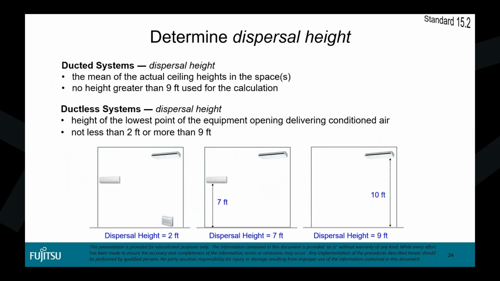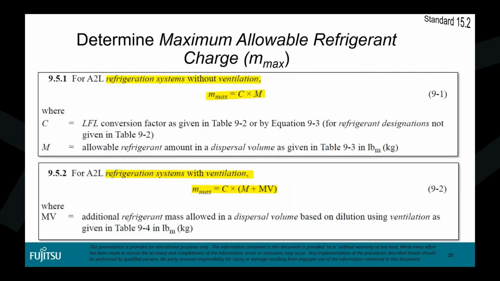So we determine the height and the volume, and then let's see how much we can allow for standard 15.2. There are 2 formulas in the standard. I put them in there. One talks about a system without ventilation, the top one. M max, that's the maximum allowed. How much you can allow in that case is a constant C times M, 2 table values. It's straightforward. You multiply C and M. M is from a table, then you know what the maximum is if you have no ventilation.